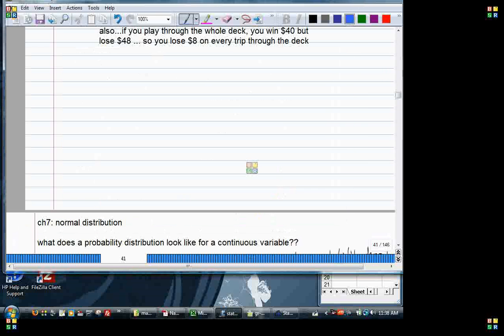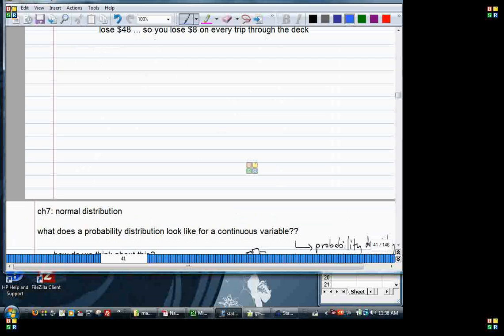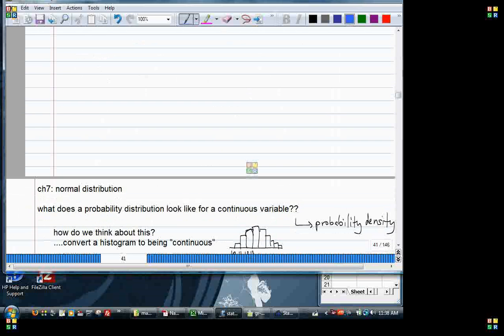What does a probability distribution histogram look like for a continuous variable? So again, what we're used to seeing is something with a bunch of rectangles, right? So our first data value or data class, we draw a rectangle for that. Then for the next one, we draw a rectangle. Then for the next one, we draw a rectangle. So we usually wind up with a histogram that's got like 5, 6, 7 rectangles on it.